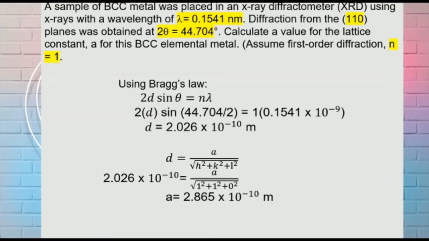So what we are going to do is use Bragg's law, which relates the wavelength. We are given 2 theta, so theta must be divided by 2. Substitute all the information given, and we will get the value of d.